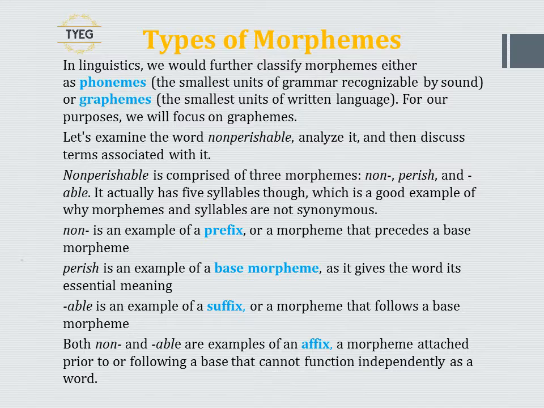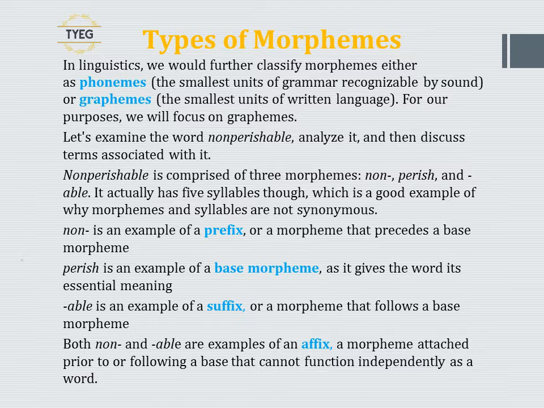Types of morphemes. In linguistics, we would further classify morphemes either as phonemes, the smallest units of grammar recognizable by sound, or graphemes, the smallest units of written language. For our purposes, we will focus on graphemes. Let's examine the word non-perishable, analyze it, and then discuss terms associated with it.